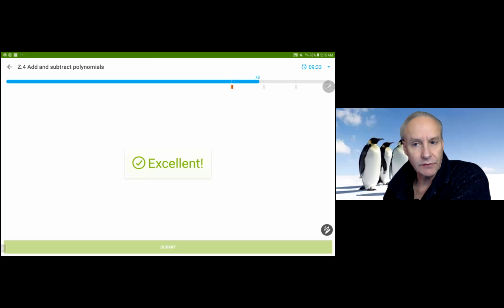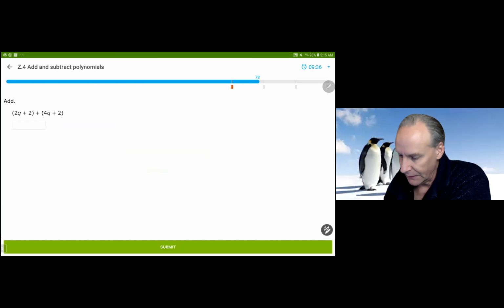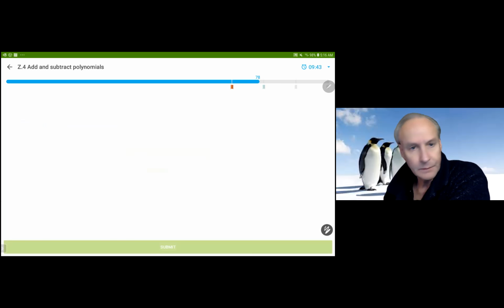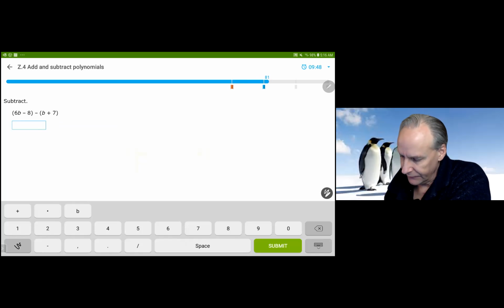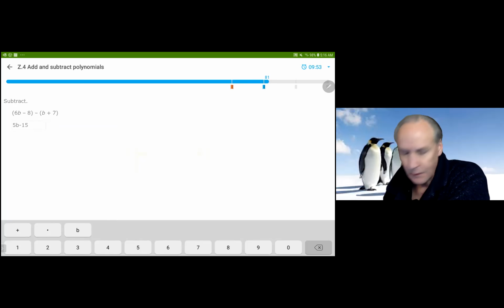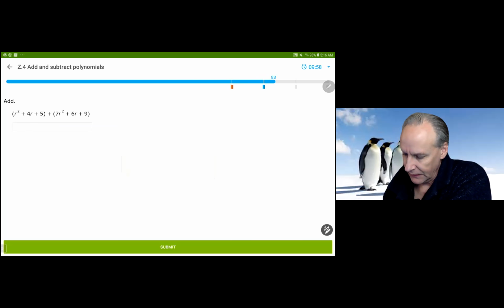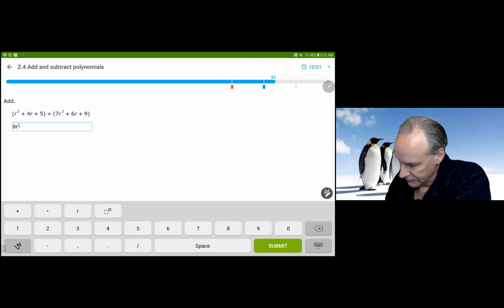That's called a third degree polynomial because it has 4 terms. We're adding like terms, so that's just 6q plus 4. And we have a 5b minus 15. Just adding like terms, adding like terms. We have an 8r squared. We have a plus 10r. And we have a plus 14. Just adding like terms.